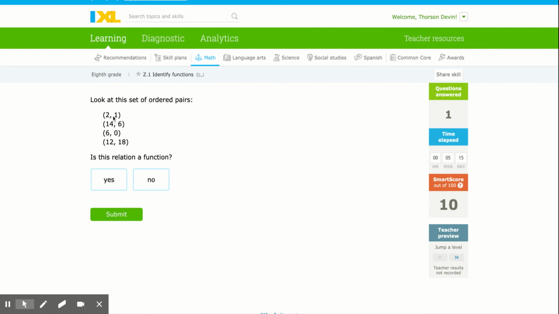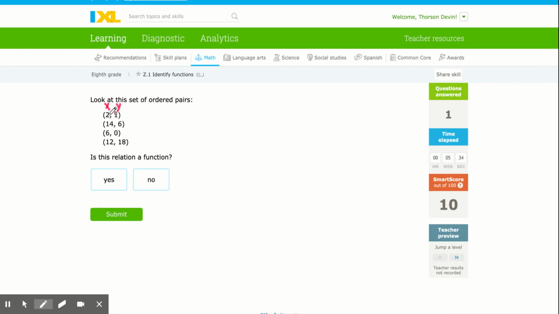Now, there are different ways to represent functions. Here we have it, instead of a table, as ordered pairs. This x value, and remember, x is always the first number in our ordered pair, y is always the second number. This 2 is paired with 1. 14 is paired with 6. 6 is paired with 0. And 12 is paired with 18.